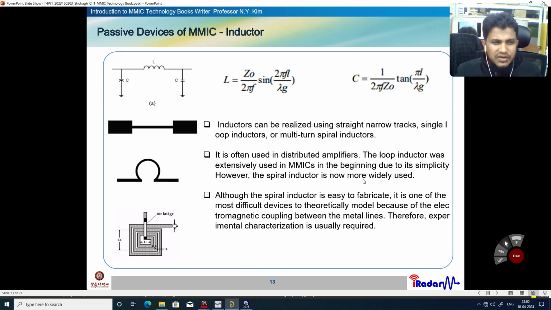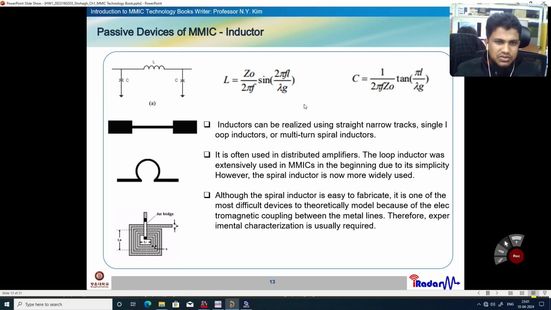It is often used in distributed amplifiers. The loop inductor was extensively used in monolithic microwave integrated circuits in the beginning due to its simplicity. However, the spiral inductor is now more widely used. Although the spiral inductor is easy to fabricate, it is one of the most difficult devices to model theoretically because electromagnetic coupling between the metal is happening. Therefore experimental characteristics are usually required here. So this is our inductor.